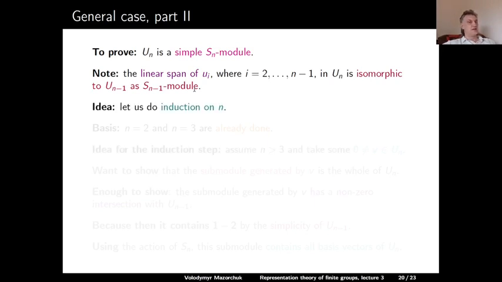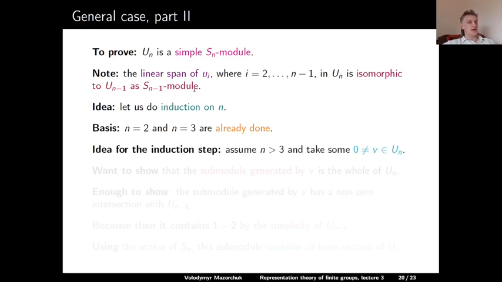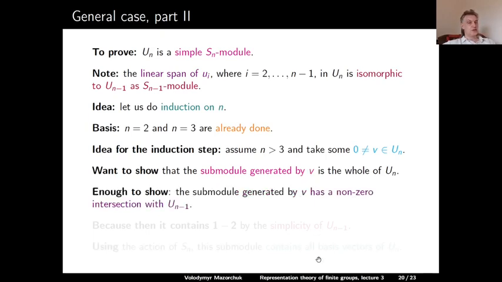So the idea is that let us do induction on n. We already checked the basis of this induction: n equal to 2 and 3 is already done. So for the induction step, we assume that n is greater than 3 and take some element v in Un. We want to show that the minimal submodule which contains v is the whole of Un, which would mean that Un is a simple module, because any element v generates the whole of Un. So it is enough to show that the submodule generated by v has a non-zero intersection with Un minus 1. Because then we can apply the inductive assumption.